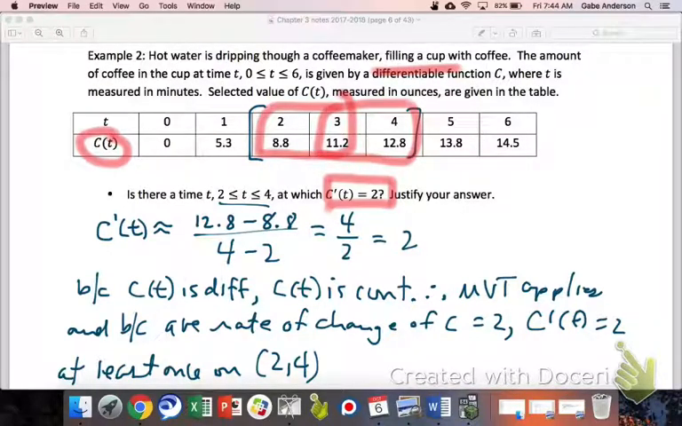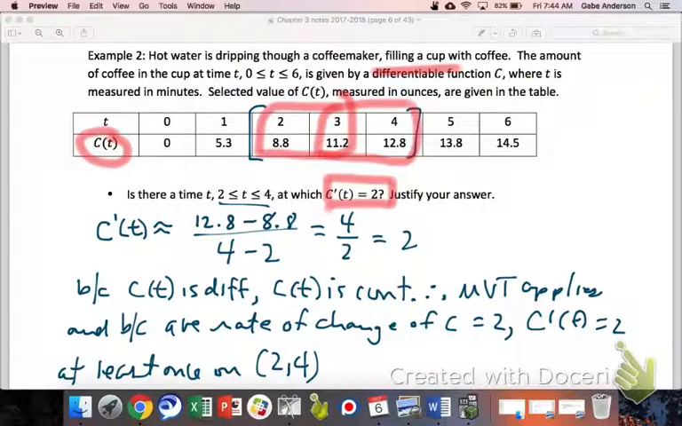And because C is differentiable, that means C prime is continuous. Therefore, because of the IVT, I think we'd have to pass through 2, right? Because 2.4 is bigger than 2 and 1.6 is less than 2, we'd have to go through 2. So I think you could have used that line of reasoning as well. I chose to do this because we're talking about the MVT.